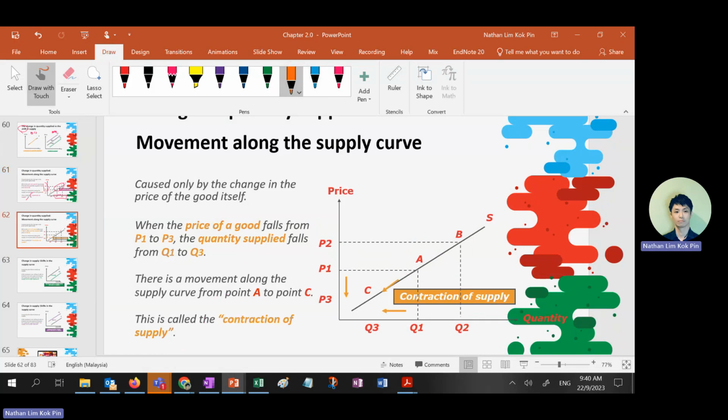If the price of the good itself decreases from P1 to P3, the quantity supplied will fall from Q1 to Q3, because now with a lower price, it is less profitable. Makes sense? As a result, there will be a movement along the curve from A to C. This shows contraction of supply.